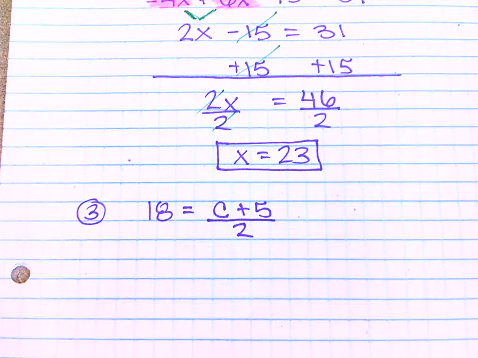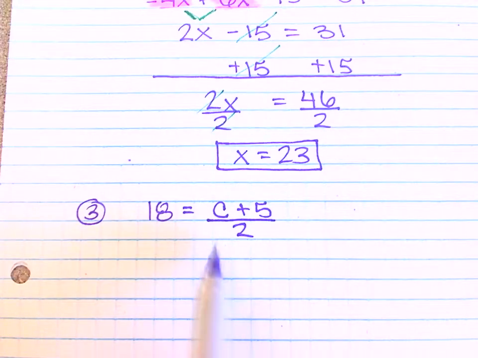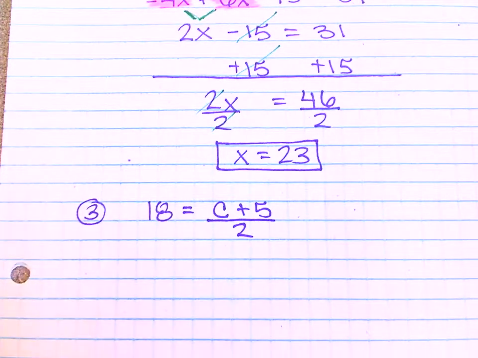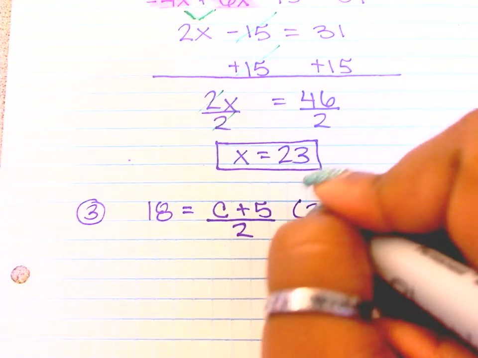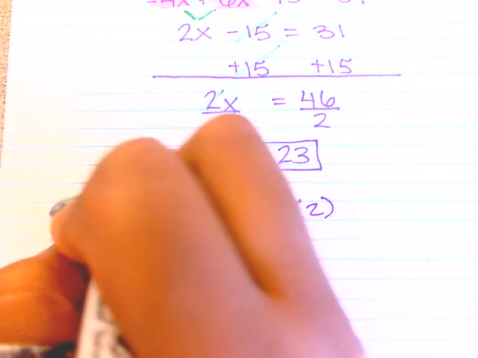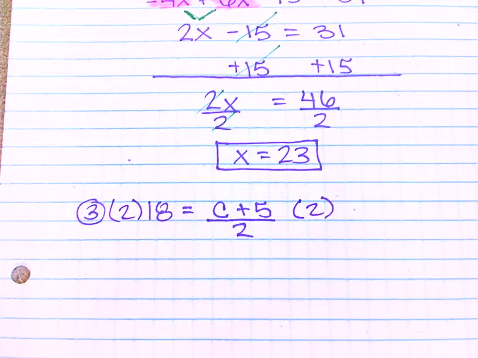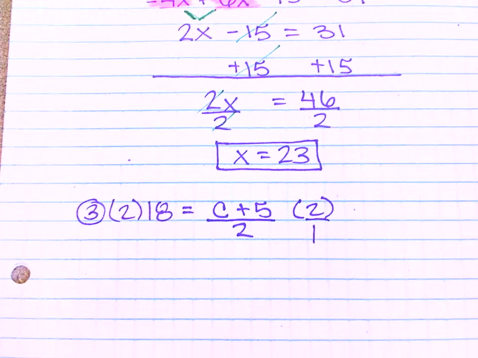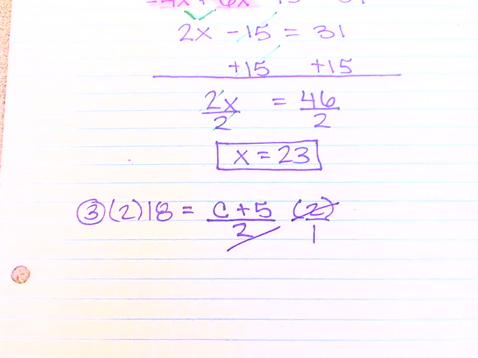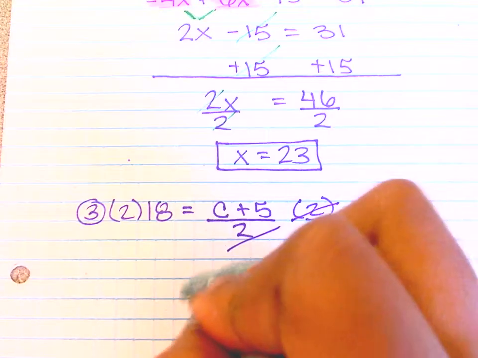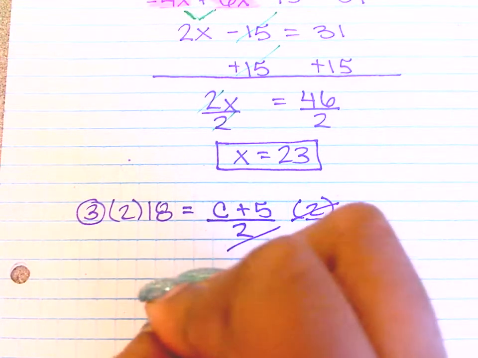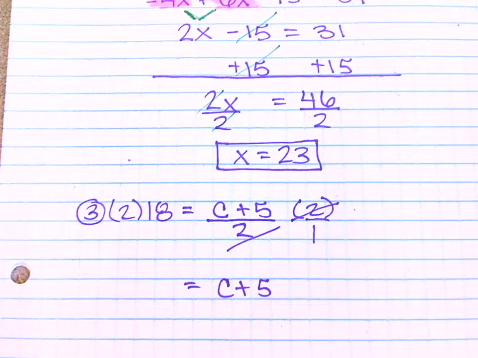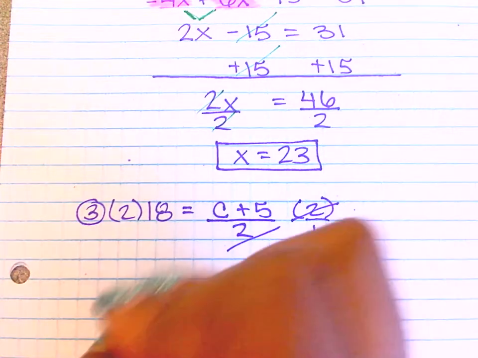So now I need to isolate the variable. Well, this 2's kind of in the way here. So in order to get that 2 out of the way, I'm going to multiply by 2 on both sides. That's just like saying this is 2 over 1. My 2's are going to cancel out. On this side, I'm left with c plus 5. On the other side, I am left with 2 times 18, which is 36.